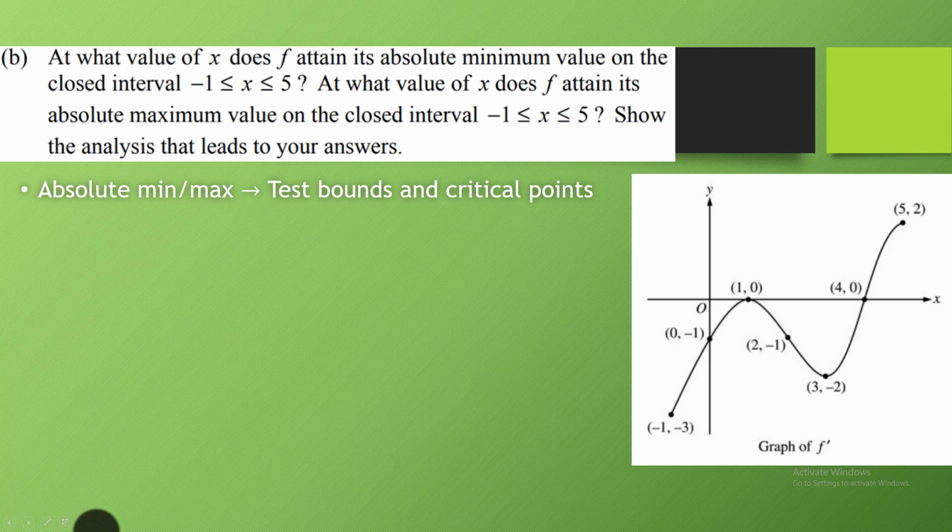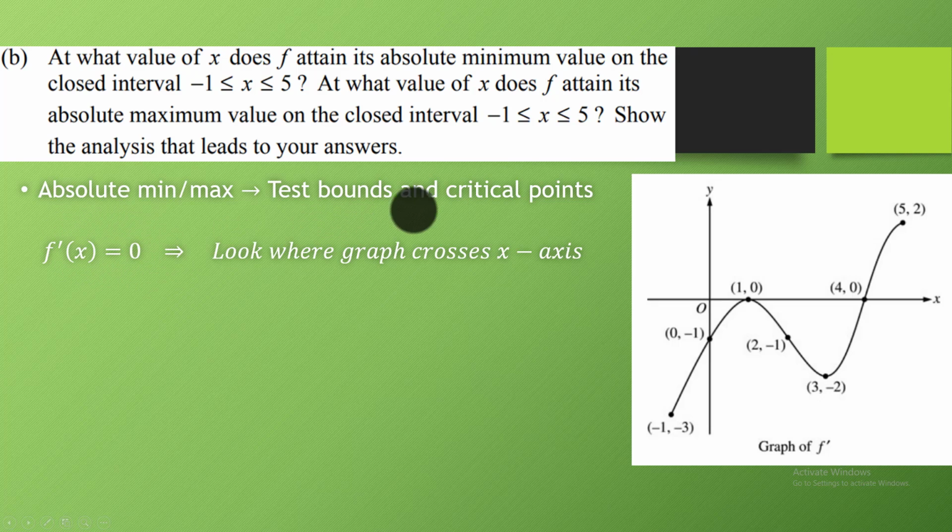So when we look for absolute min or max, we need to test both the bounds, -1 and 5, and any critical points, which is where the derivative is equal to 0 or where the derivative is undefined. But it won't be undefined anywhere because it's a differentiable function, which means it's also continuous. But the derivative set equal to 0. That's what we do when we find critical points.